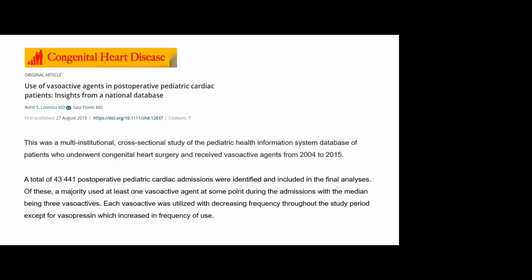Before we go into the different things which I mentioned earlier, we'll look at this article. This is looking at the retrospective data of use of inotropes or any vasoactive agents. They looked at nearly 43,000 patients in post-cardiac surgery. And the gist of this article is that the use of vasoactive agents has been decreasing over the last 10 to 15 years. The specific inotropes like adrenaline or dopamine or dobutamine or noradrenaline, the use has been decreasing, except for one drug, vasopressin, where the frequency of use has increased.